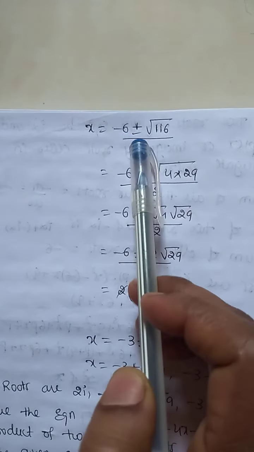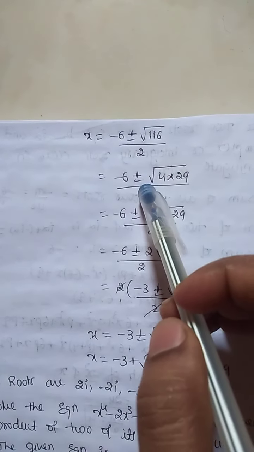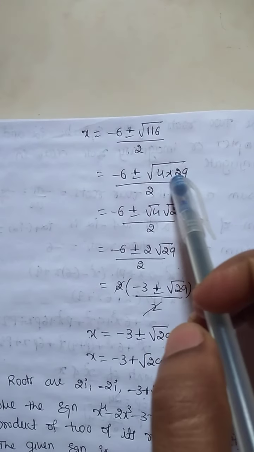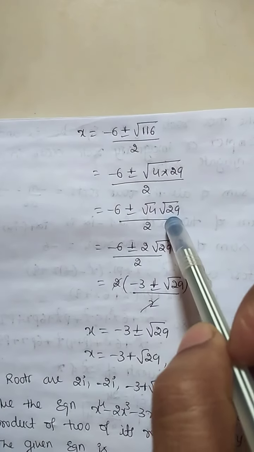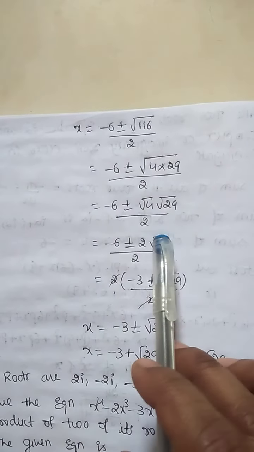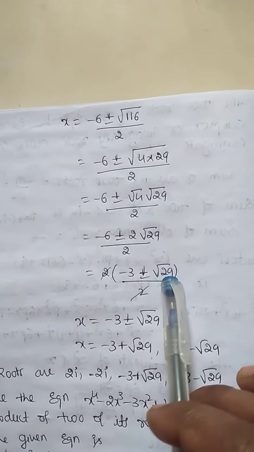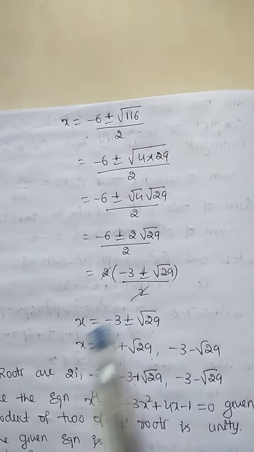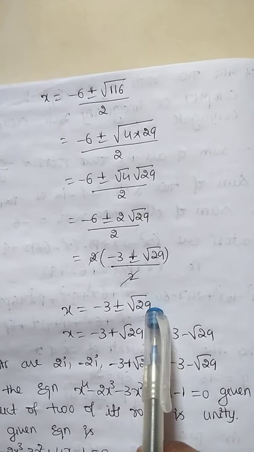Minus 6 plus or minus square root of 116 by 2. 116 can be written as 4 into 29, so we can write root 4 root 29. Root 4 is 2, so root 29 by 2. Take 2 common: minus 3 plus or minus root 29 by 2. The 2 cancels. x equals minus 3 plus or minus root 29.